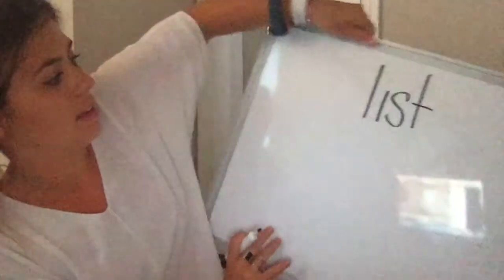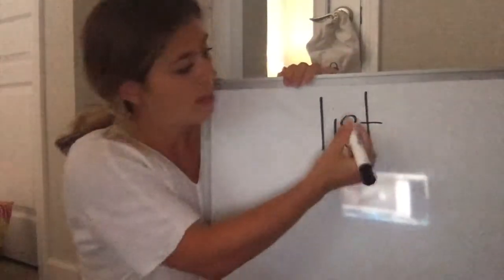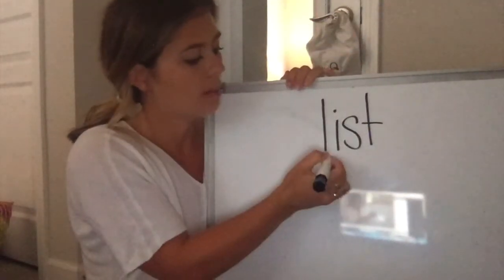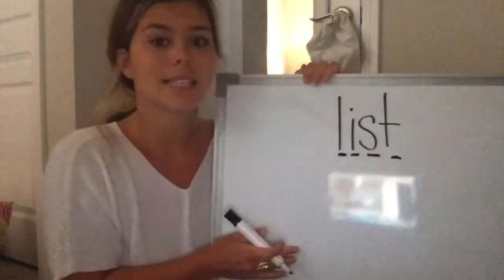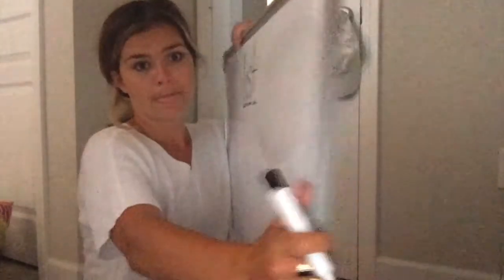List. Sorry, I ran out of fingers because of my marker. Let's do it again. List. Did we hear all of those sounds? Good. How do I spell list? L-I-S-T. List. Okay. Your next word is going to be slip.